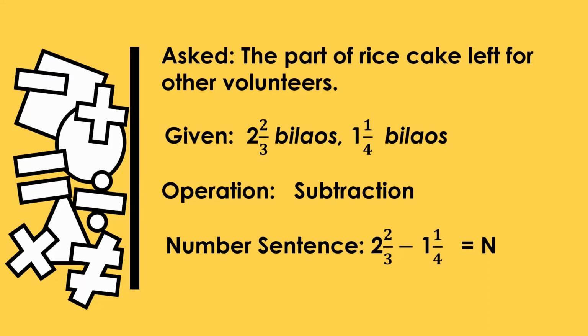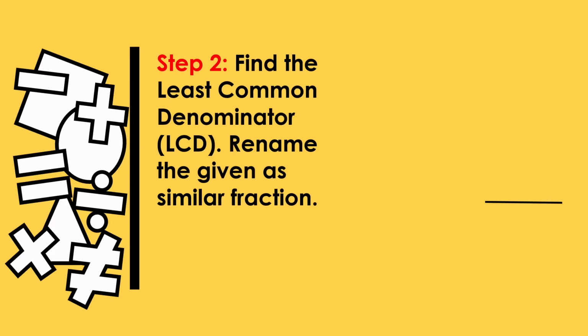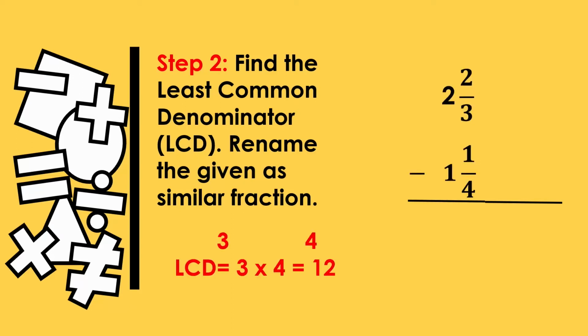Let's solve. In subtracting fractions, we have 4 steps. Step 1, align the fractions and compare the denominators. 2 2/3 minus 1 1/4. They are dissimilar fractions. Let's proceed to step 2. If the fractions are dissimilar fractions, find the least common denominator, or LCD. Rename the given as similar fractions. Their denominators are 4 and 3.